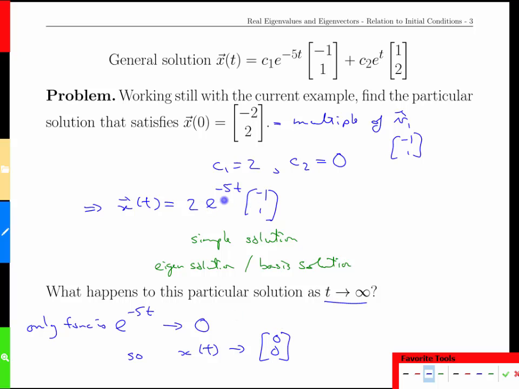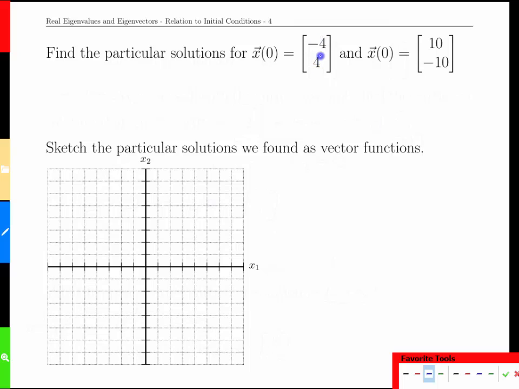These constants aren't going to have any effect. So if we start with a multiple of this value here, we're going to get a solution that heads towards the origin when we look at the pictures. Well, what if we repeated that? Again, remember we're talking about the vector 1, negative 1.